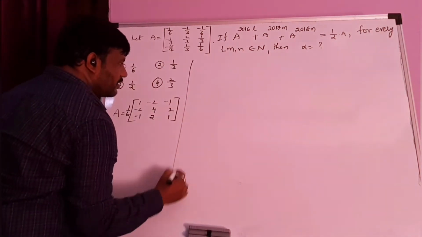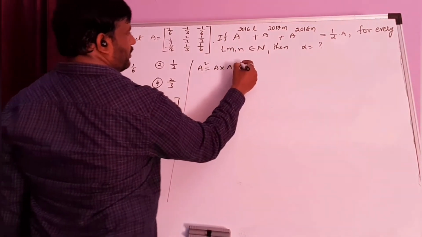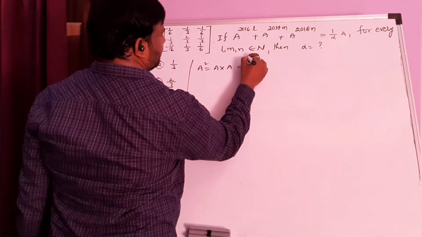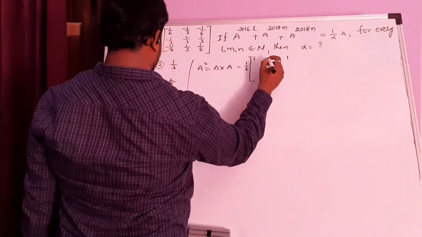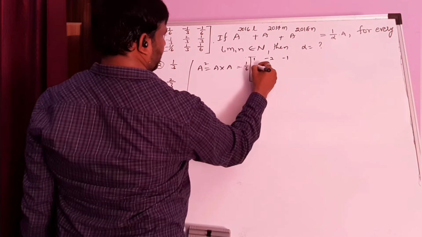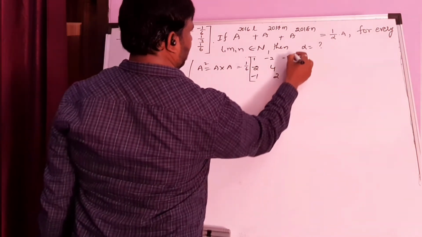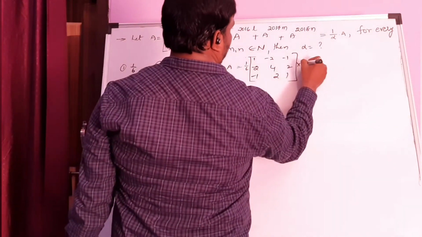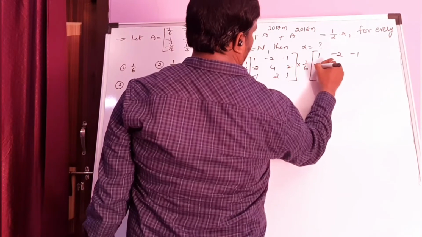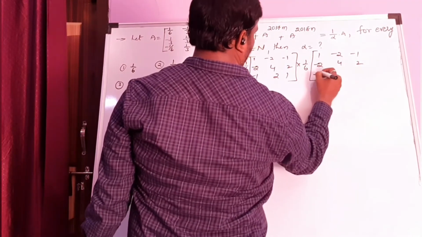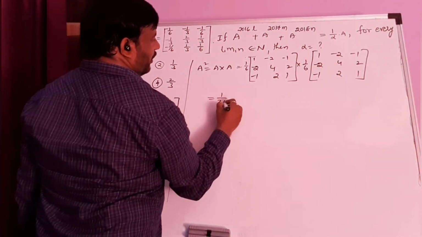And after this, just calculate A square. You have to calculate A into A. What is A? 1 by 6 into the matrix [1, -2, -1; -2, 4, 2; -1, 2, 1]. And into A again, 1 by 6 into [1, -2, -1; -2, 4, 2; -1, 2, 1]. So multiplying 1 by 6 into 1 by 6 will become 1 by 36.